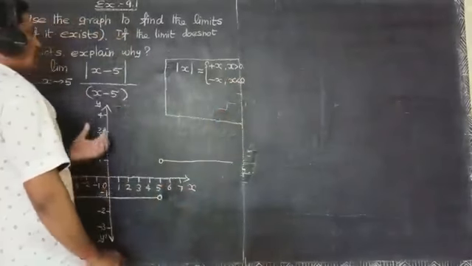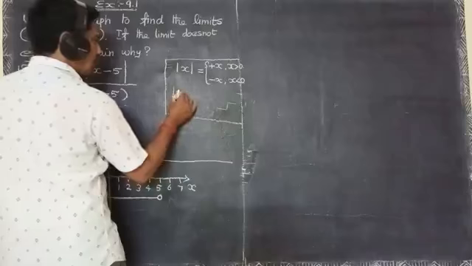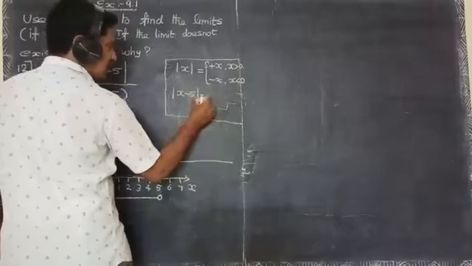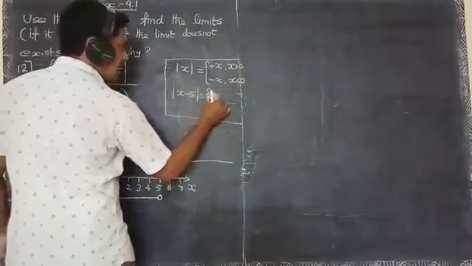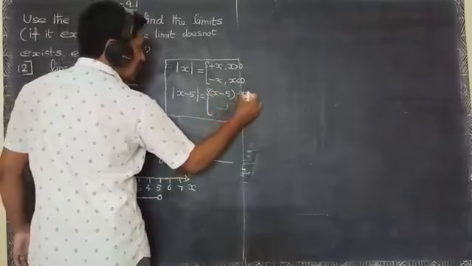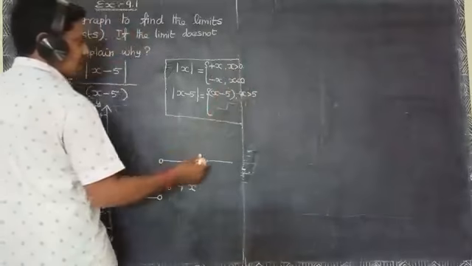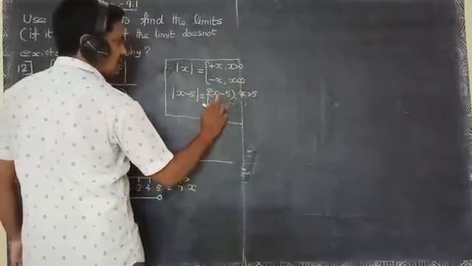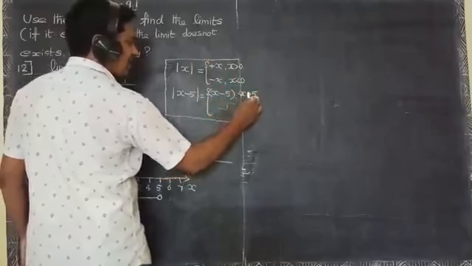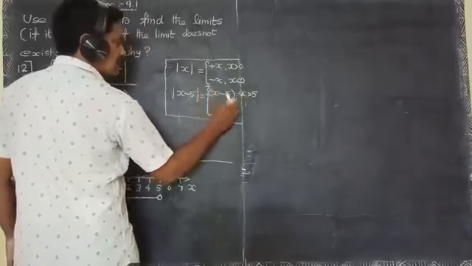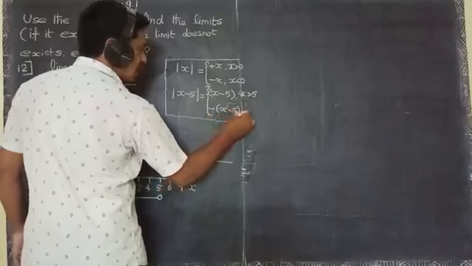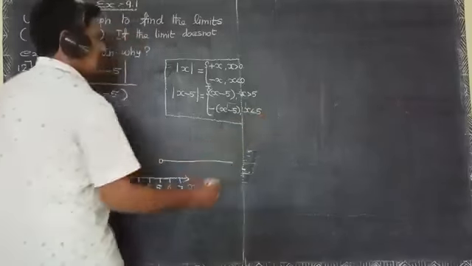Similarly, in our problem, the absolute value function of the factor x minus 5 is equal to x minus 5, this is plus, which means x greater than 5. X minus 5 equal to 0 means x equal to 5. For x greater than 5, we choose plus x minus 5. Otherwise, minus x minus 5 means x less than 5.